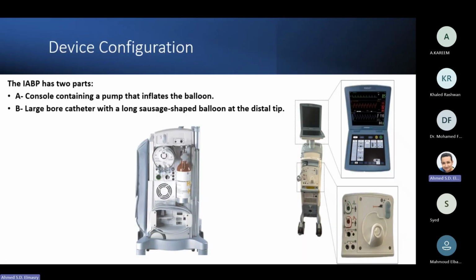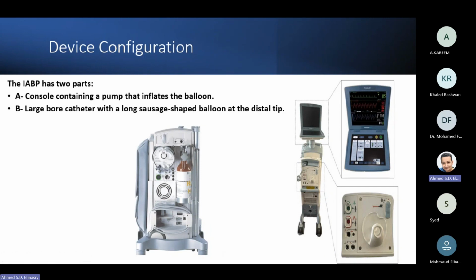As we see here, this is the console of the intra-aortic balloon. The intra-aortic balloon device is divided into two parts. The first is the console, and the second part is connected to the intra-aortic balloon, which is the intra-aortic balloon catheter.